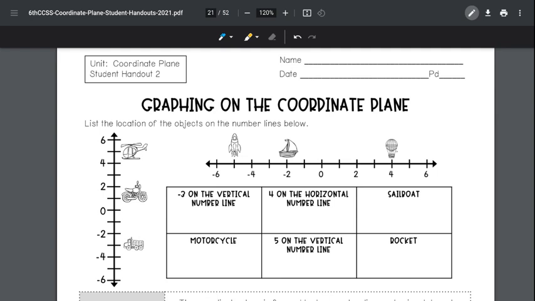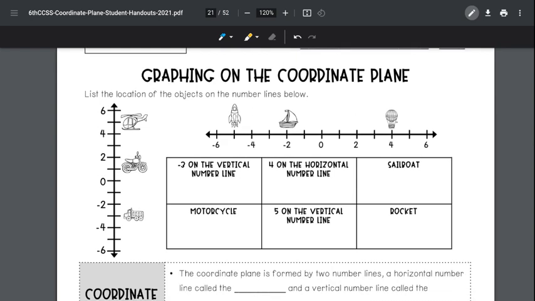This is your graphing on the coordinate plane notes review. List the location of the objects on the number lines below. First of all, before we answer any of the questions, the number line going left to right is our horizontal number line. Horizontal means we go left and right. Our number line that goes up and down is vertical.